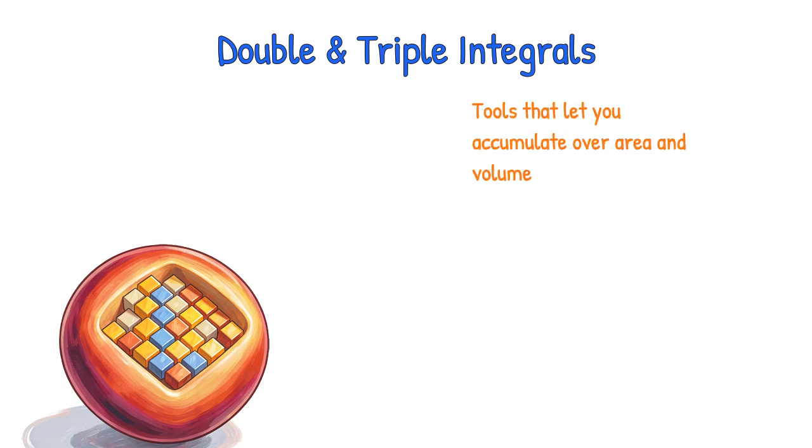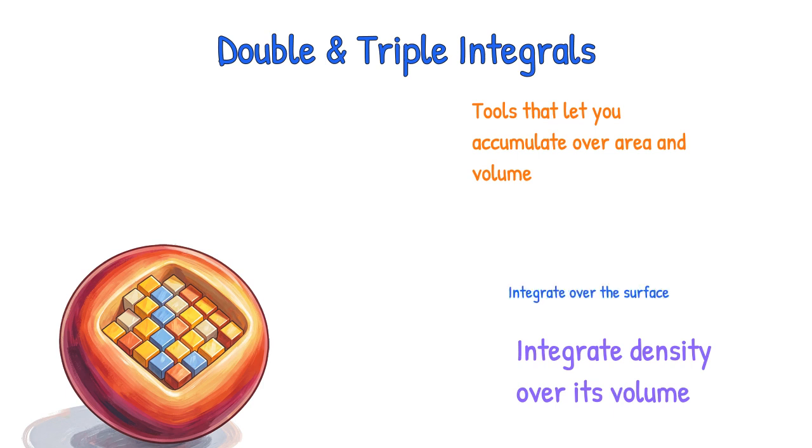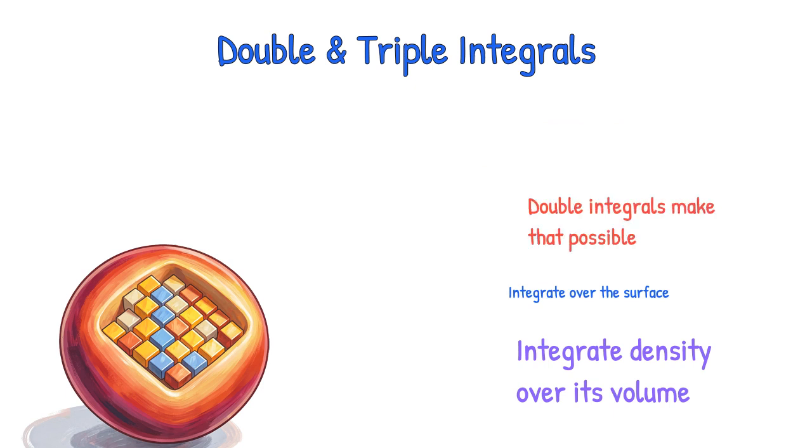Third is double and triple integrals. These are the tools that let you accumulate things over area and volume instead of just over a line. Want to find the mass of a non-uniform object? Integrate density over its volume. Want to find the amount of heat spread across a plate? Integrate over the surface. Want the average value of a function over a region? Double integrals make that possible.